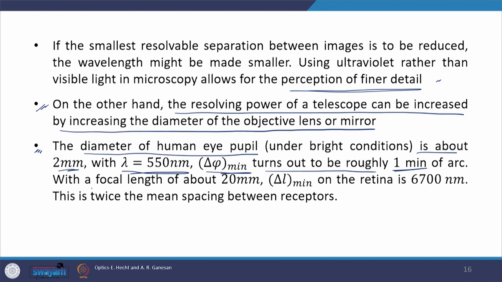And with the focal length of about 20 millimeter, here we are assuming that this is the focal length of our eye lens, delta L min on the retina is 6700 nanometer, and this is twice the mean spacing between the receptors. This is how the eye images. This is the resolving power of the eye, this is how it is calculated.